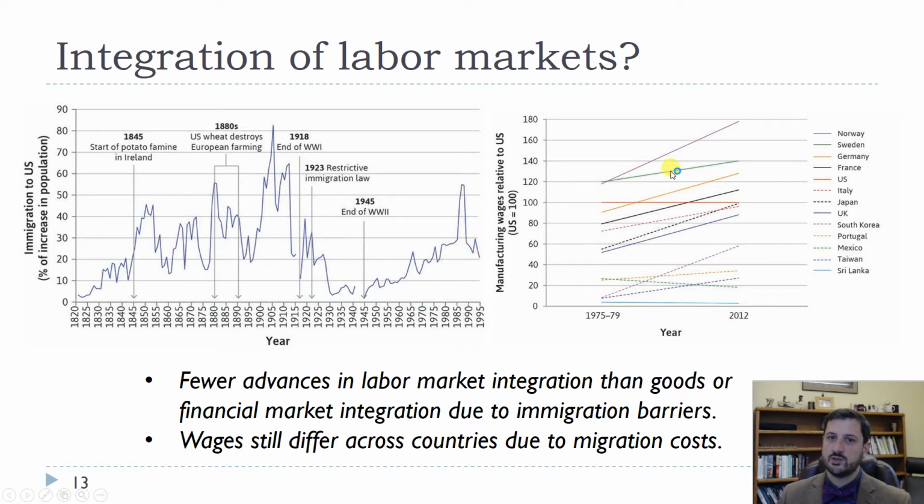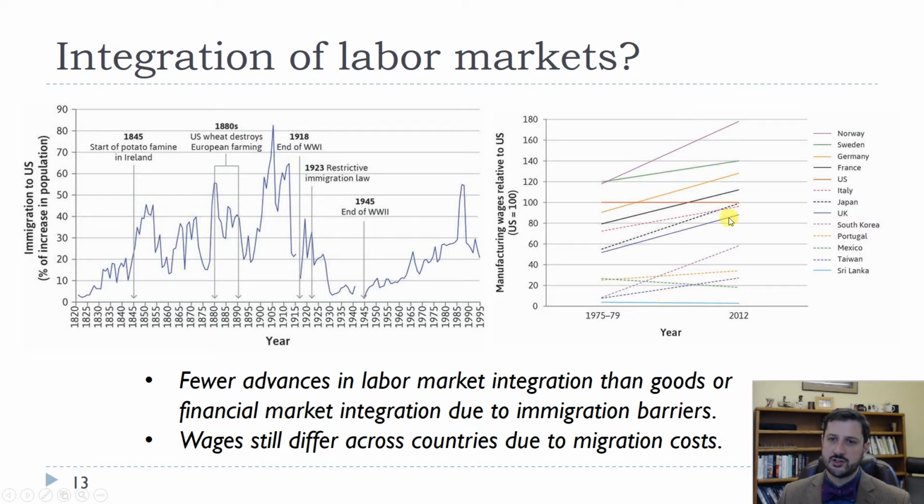And over here, we can see manufacturing wages relative to the U.S. So the U.S. is 100, and of course, manufacturing wages have been going up over this time frame. So this is 1975, 79, this is 2012. And you can see that most countries have been increasing. So some are actually significantly higher than the US. So that's Norway, Sweden, Germany. France is a little bit higher than the US. And then other countries are catching up: UK, Japan, Italy. The only country that's really seen wages go down relative to the US is Mexico.